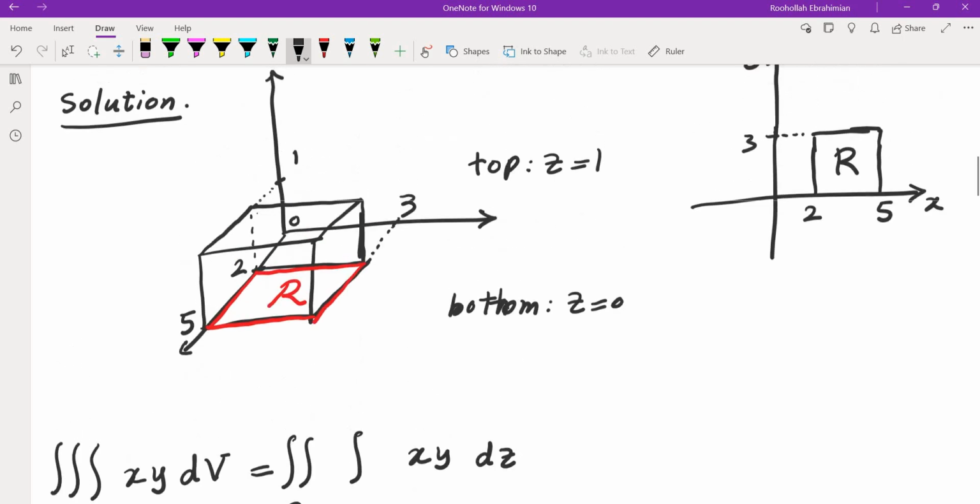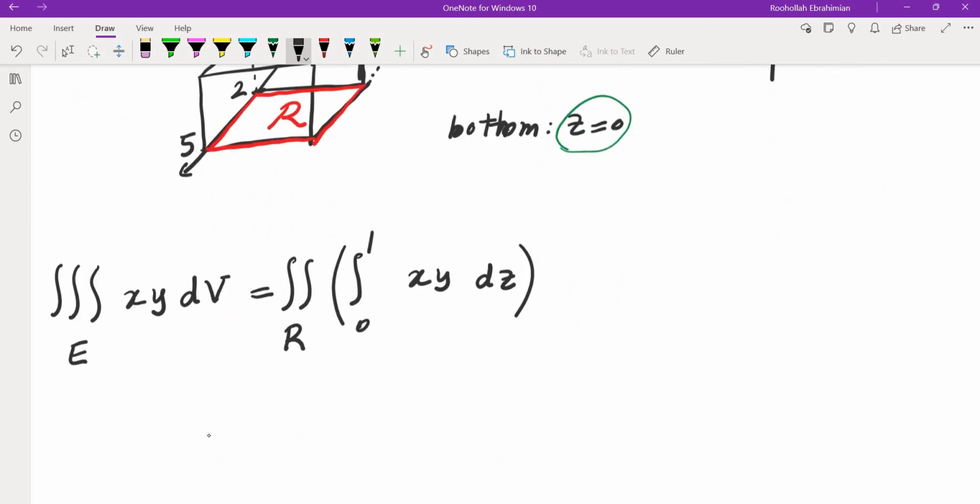So limits of z are bottom to top. So what is bottom? It's 0. What is top? It is 1. So it's the integral from 0 to 1. Now we will have to decide what to do with this double integral.